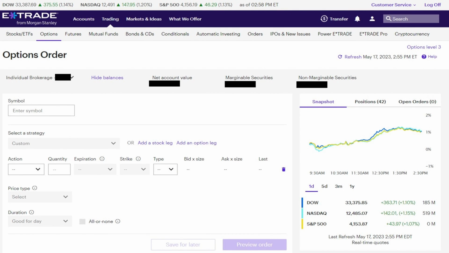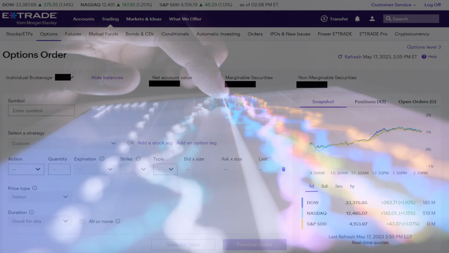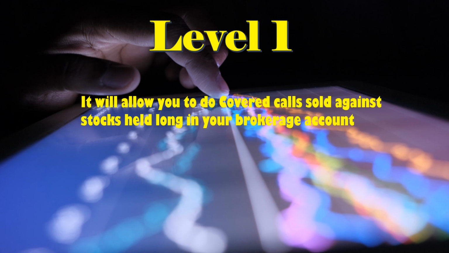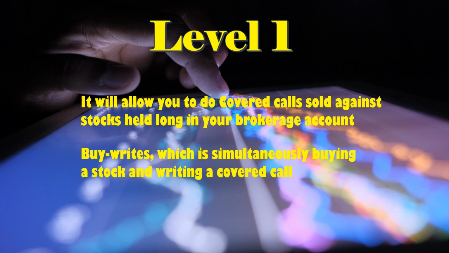Using E-Trade as an example, there are 4 options trading levels: 1, 2, 3, and 4. Level 1 is going to be the lowest level, and it will allow you to do covered calls sold against stocks held long in your brokerage account, buy writes, which is simultaneously buying a stock and writing a covered call, and covered call roll-ups, roll-downs. That's it. There aren't any other option strategies you can do at level 1.